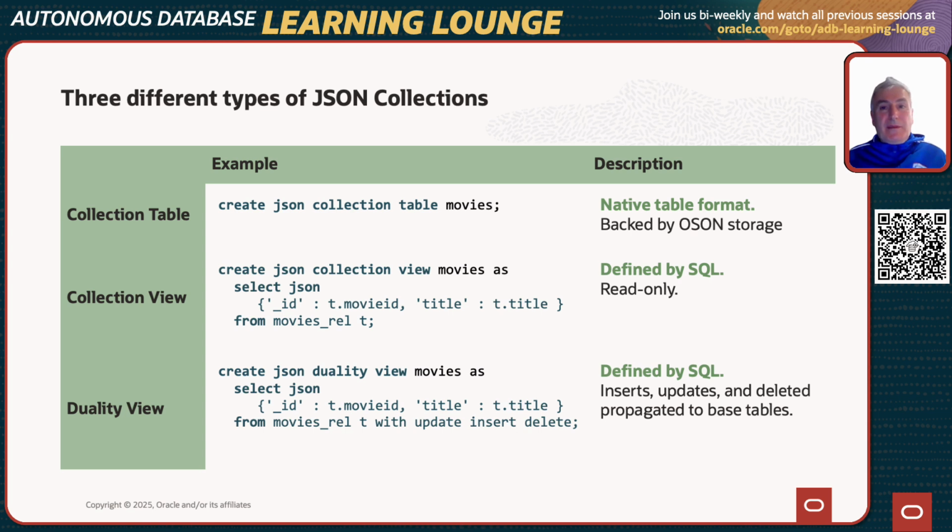There are three different types of JSON collections. There are collection tables. We can create a collection table movies the same way like we created the coffee collection. There are collection views, and there are the duality views. And let's, for example, try to create a collection view. Let me find the right syntax.